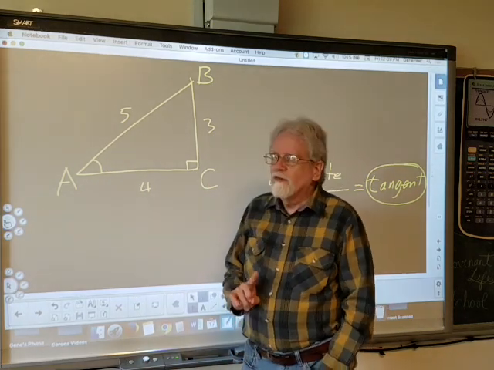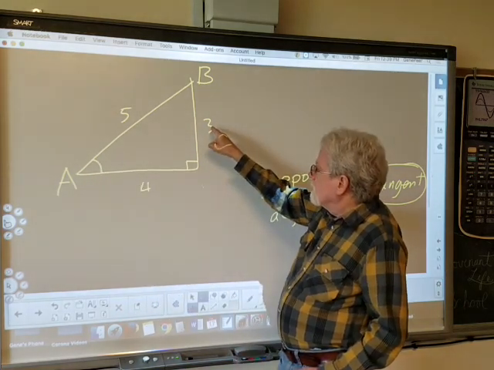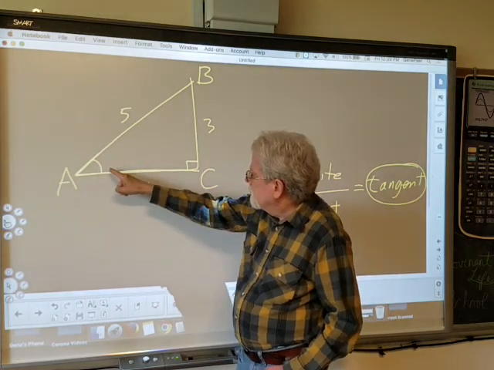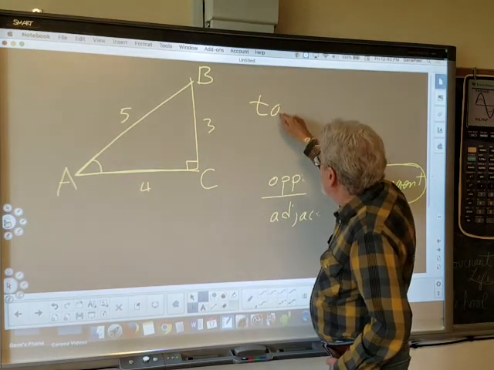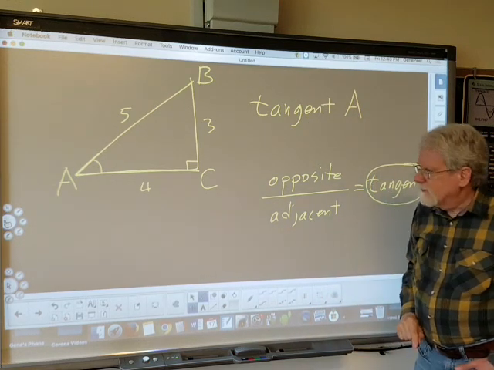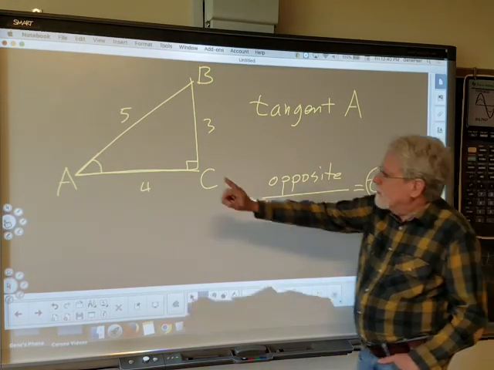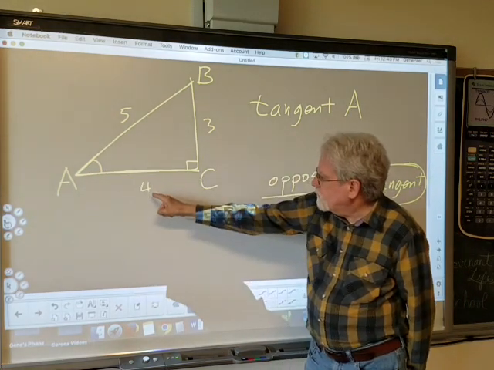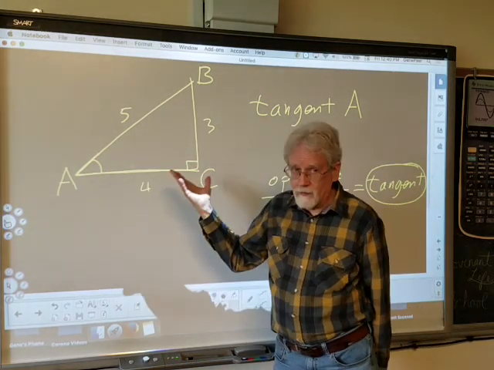Which side is opposite angle A? It's 3. Which side is adjacent to angle A? It would be the 4. So, here's how we write it, what is the tangent of A? The tangent of A, by definition, is opposite over adjacent. The tangent of A is 3 over 4 in this case.